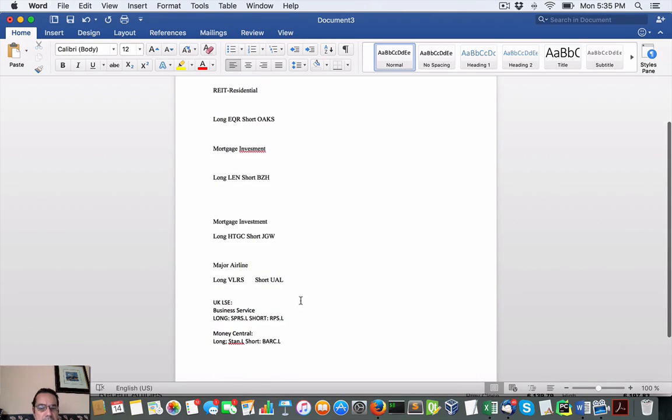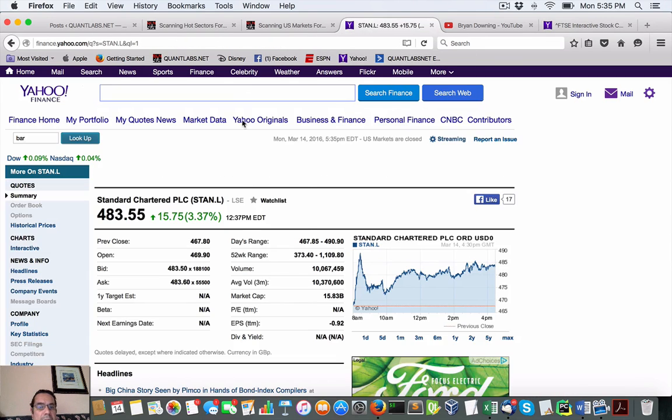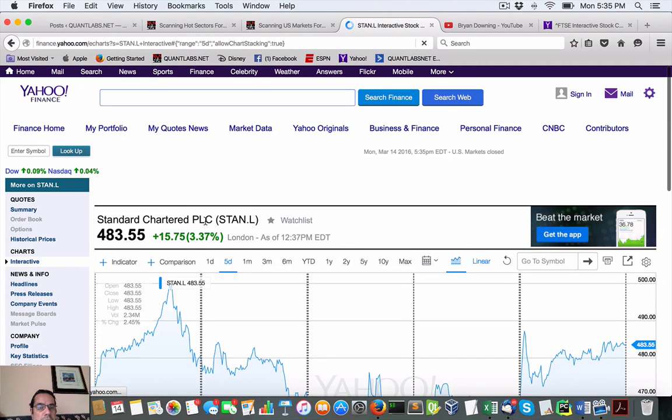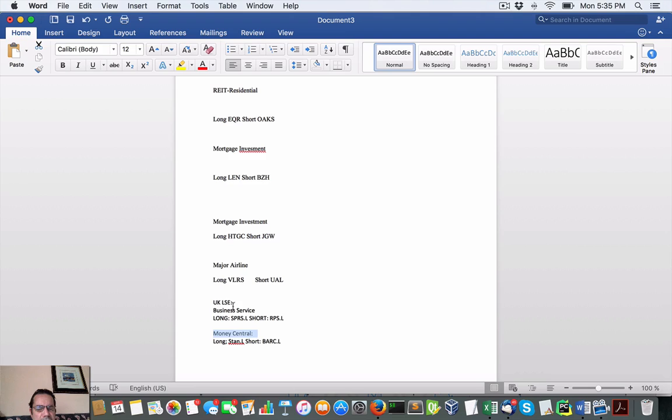So here's the UK, the ones that I've focused on for the LSE, the London Stock Exchange. The markets I looked at were both business services and money central. Let's take a look at this pair, the long on the, actually I might have these already loaded up. Okay, yes I do. I'm going to look at the 5-day chart, the standard chart, STAN.L, which was a long for the money central category for the London Stock Exchange.